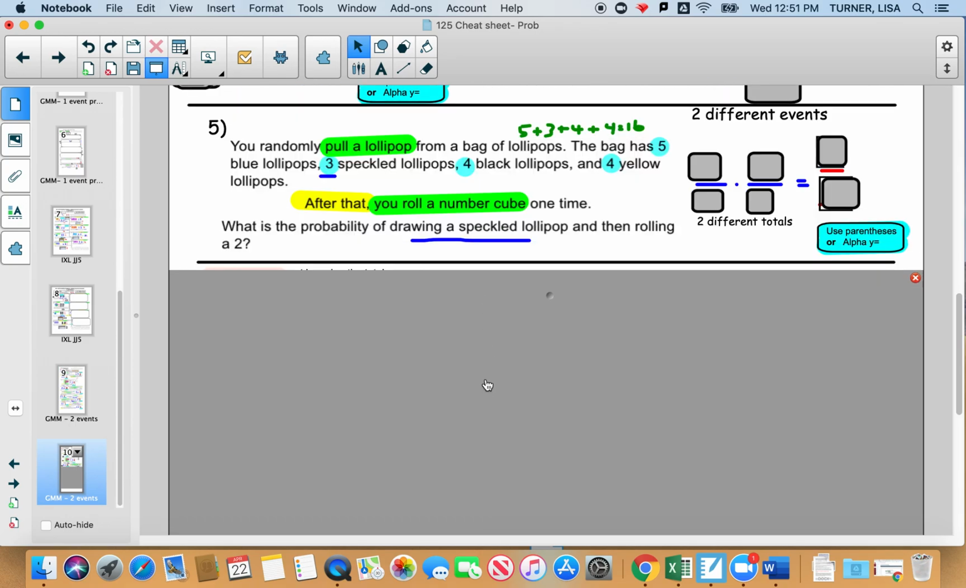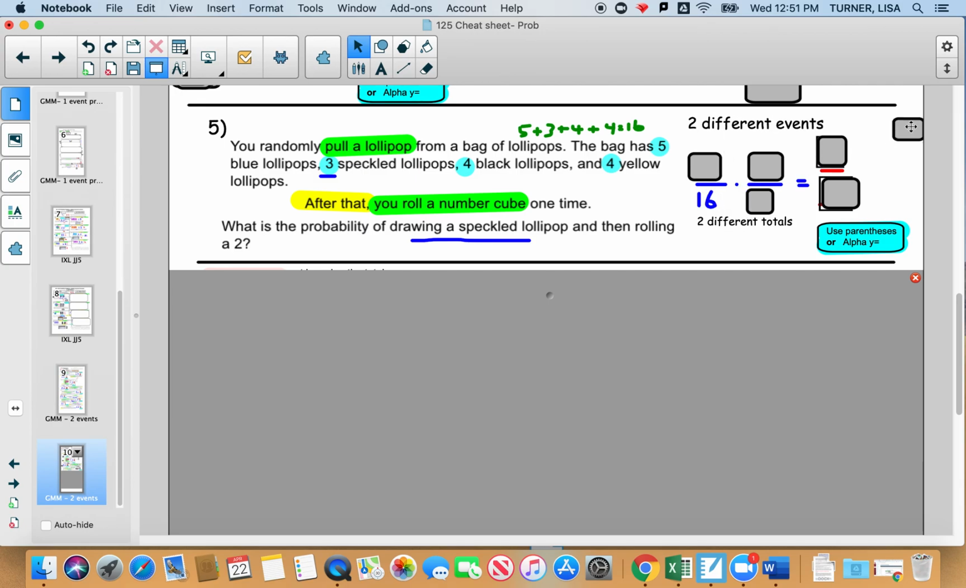All right. Number 5. All right, we're halfway here. You pull a lollipop from a bag of lollipops. You have 5 blue, 3 speckled, 4 black, and 4 yellow. After that, you roll a number cube. So here's another thing. You have 2 different events. You have 2 totally different totals.